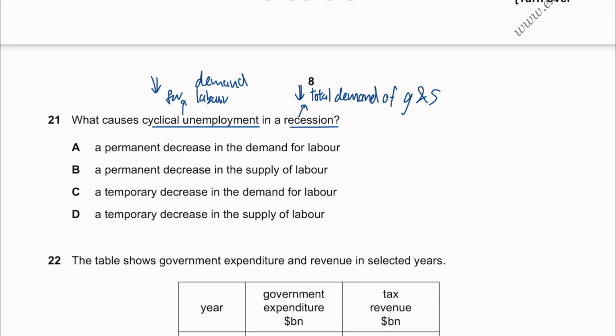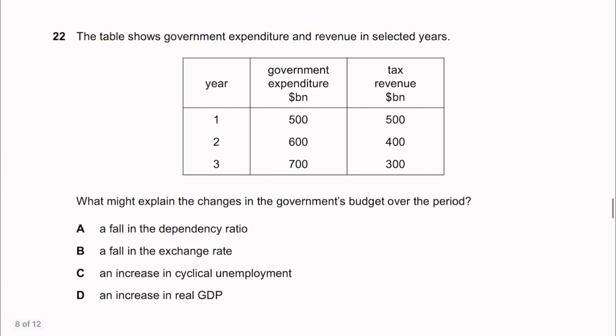So we know that there's a decrease in demand for labor. This is correct. But now we need to determine whether it's temporary or permanent. Actually, recession is temporary because once the economy recovers, the demand for goods and services will increase again. So firms start hiring workers again, reducing the cyclical unemployment. So you can say that this is temporary. This is correct.